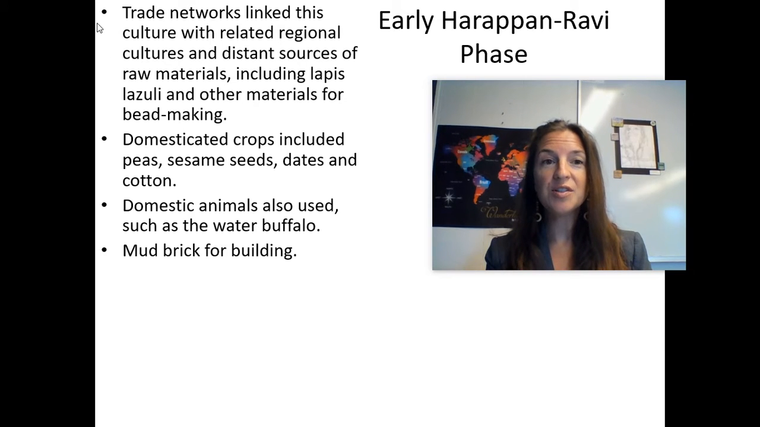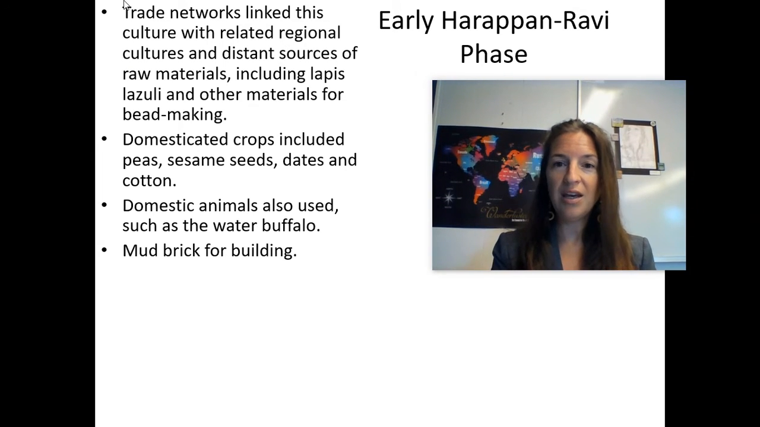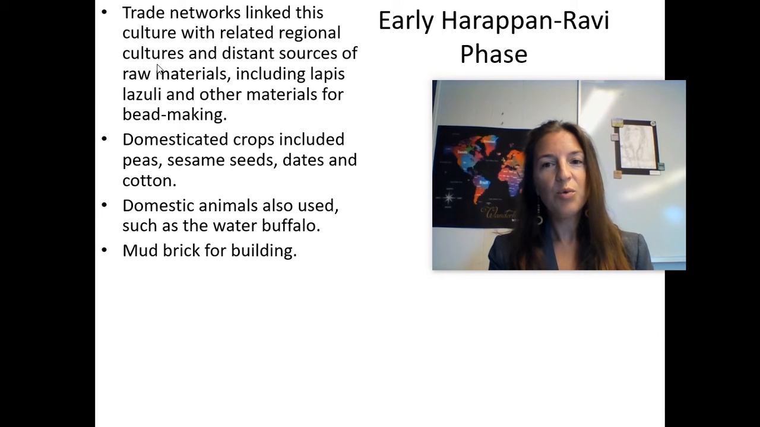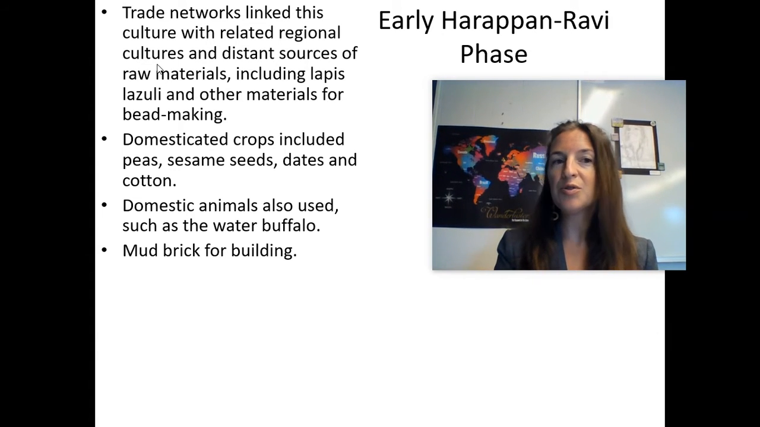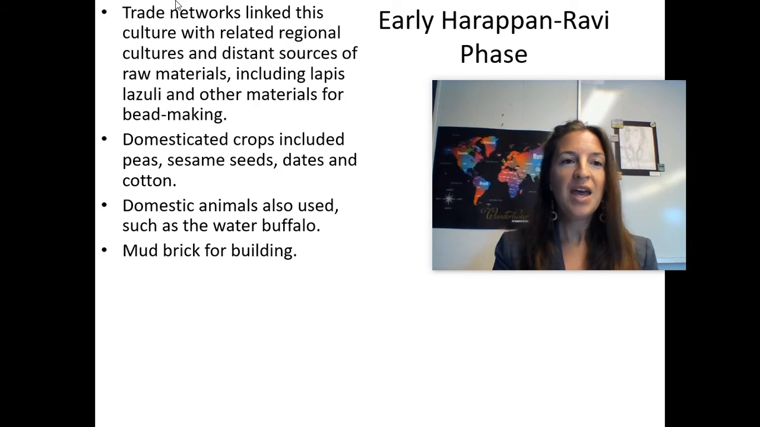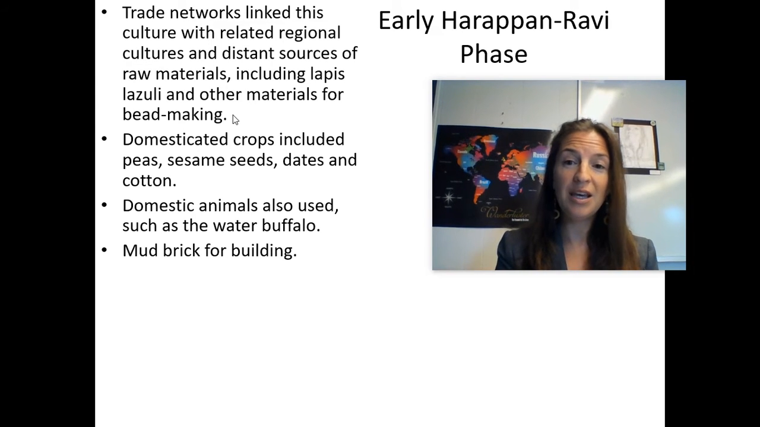So trade networks linked the cities around the Indus River Valley, as you'll find with all the ancient civilizations. And in that way, they could communicate with cultures in their region while also sourcing materials that they couldn't get nearby through trade. And materials that they would source from different regions of the Indus River Valley were lapis lazuli, that brilliant blue stone, and other materials for bead making and for trading, for expressing wealth.